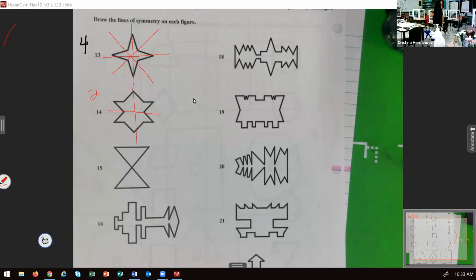How many lines of symmetry do you think 15 has? Maybe 1. 3. Not how many corners, how many lines, how many ways can you divide it equally? Jacob, you cut that in half, it doesn't look the same? Those triangles look the same, don't they? Yeah. Maybe 2.